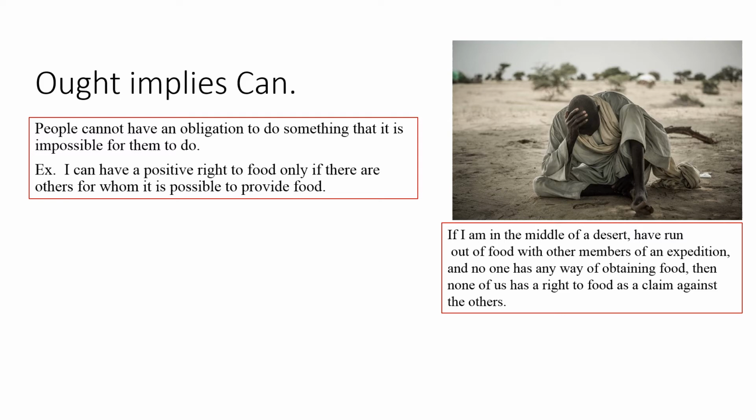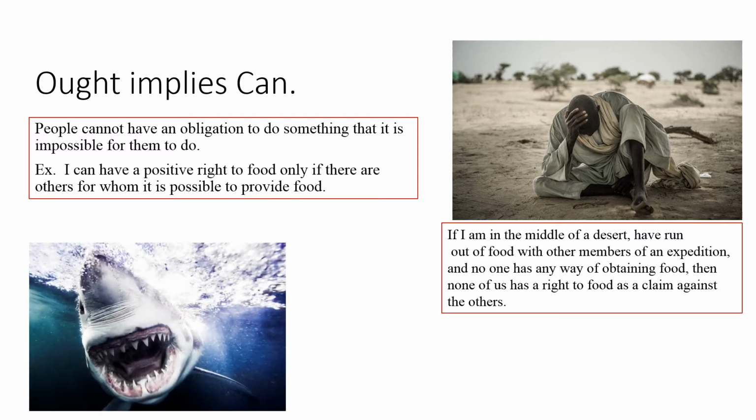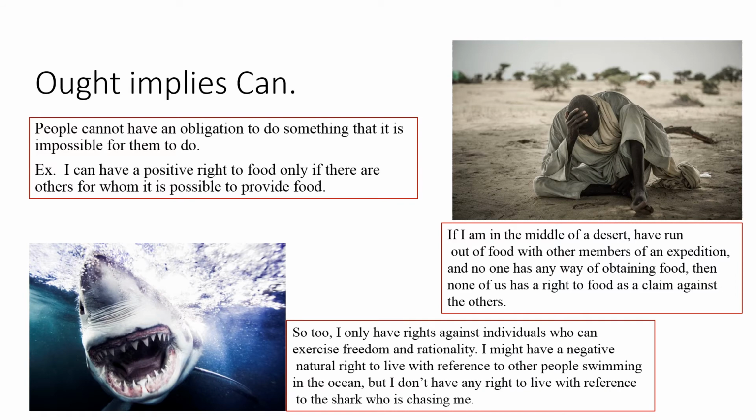And another example would be this one. I only have rights against individuals who can exercise freedom and rationality. So this applies to a lot of human beings. I might have a negative natural right to live with reference to other people swimming in the ocean. They cannot kill me, because the supposition is that they are free to do that and that they are rational enough to know that they should not kill me.